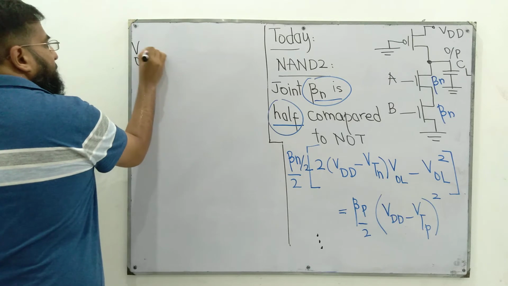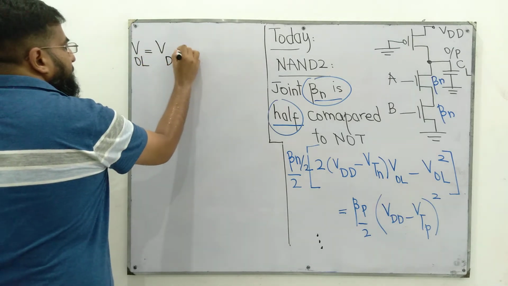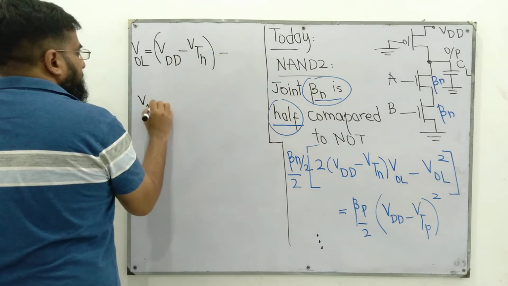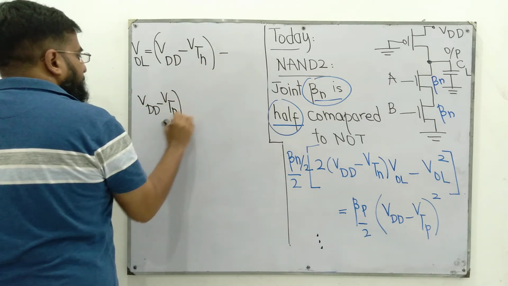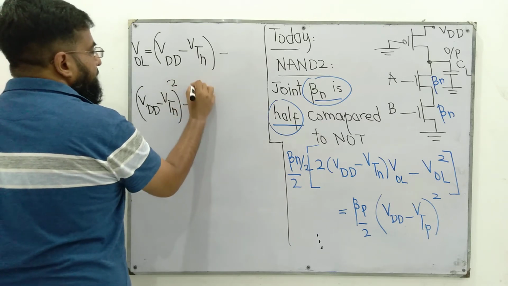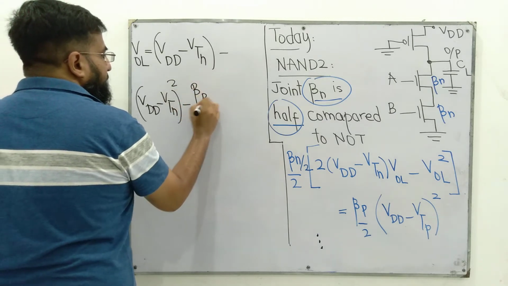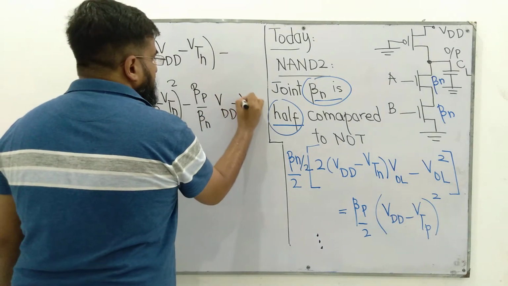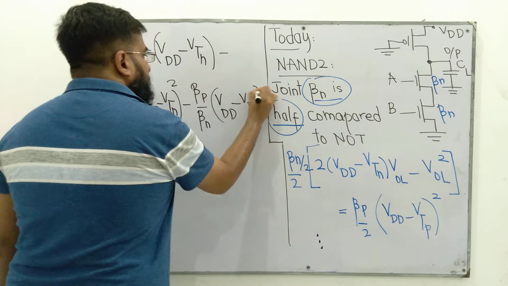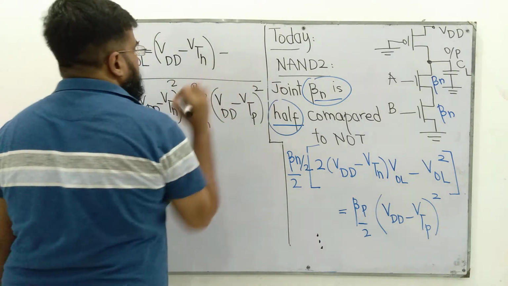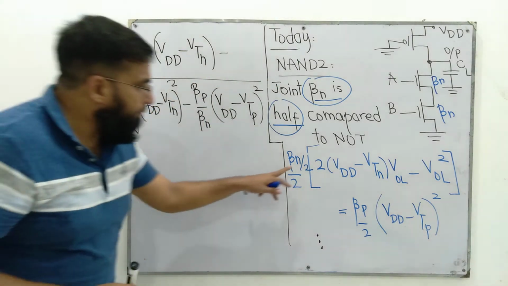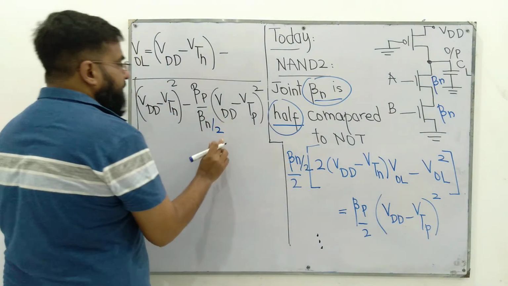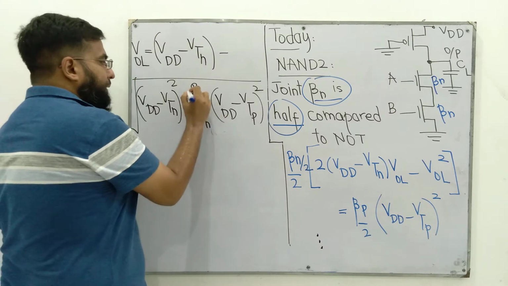We'll reach VOL is VDD minus VTN minus the square root of (VDD minus VTN) squared minus beta P over beta N times (VDD minus VTP) squared. So now we have beta n by 2 instead of beta n, or we can simply write this 2 in the numerator.